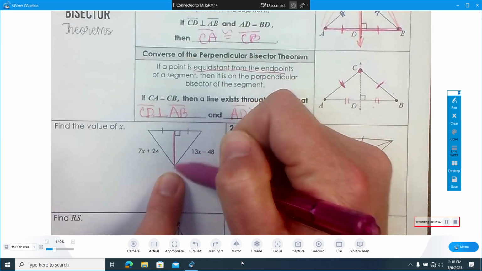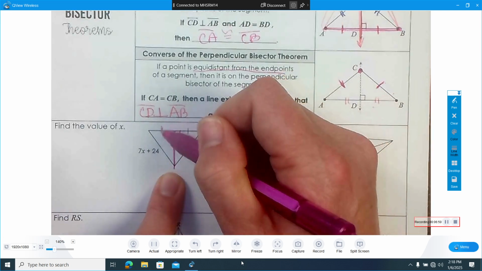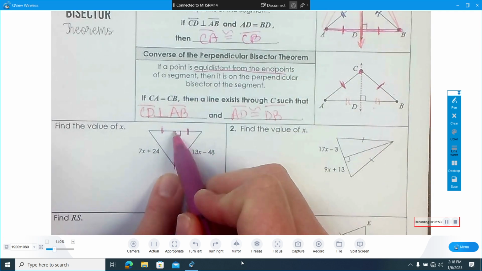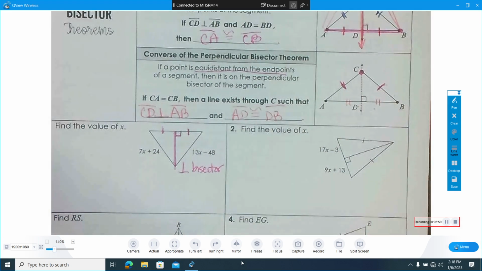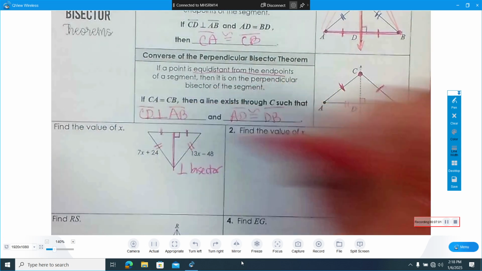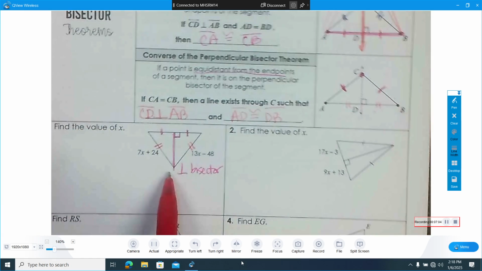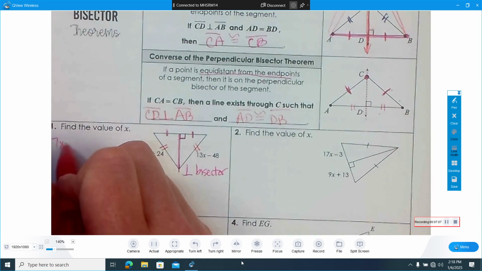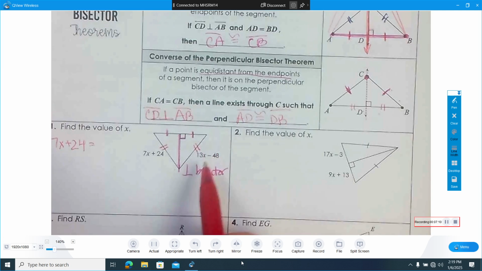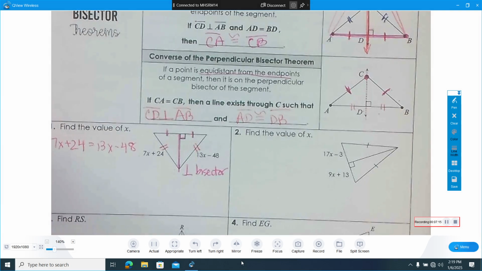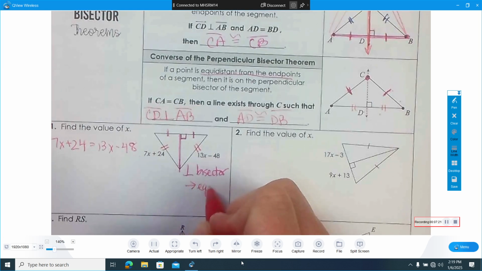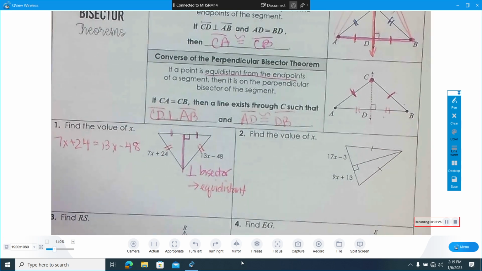Perpendicular, yeah, we got a perpendicular, and so this would be a perpendicular bisector. Perpendicular bisector means that we are equidistant from the endpoints. So we have 7x plus 24 is going to be equal to 13x minus 48. We're equidistant to the endpoints. Well, maybe I could do a therefore equidistant. I don't know. How do we solve for x?